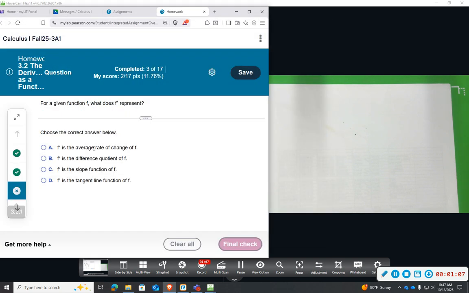All right. Next, it says for a given function f, what does f prime represent? That would be the slope of the function. Average rate of change is another word for slope, but I think what we're looking for here is just the slope of the function.